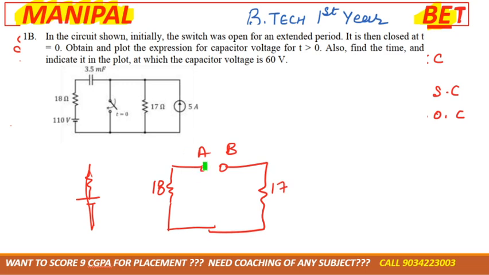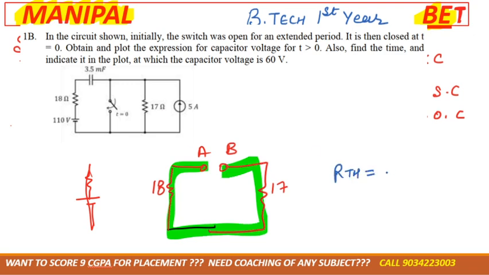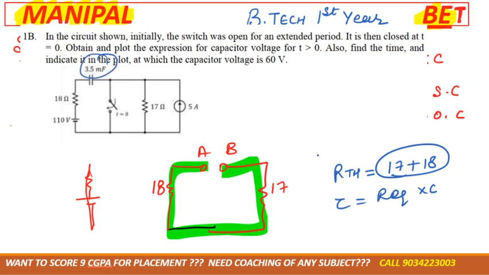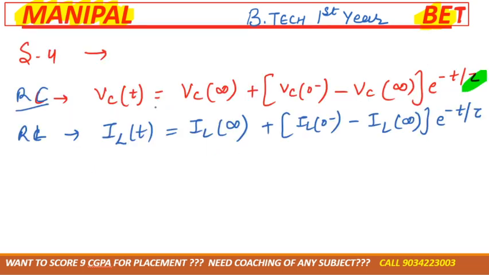Tell me, are the resistors connected in series or in parallel? Series. Plus 8. So what is R equivalent? The value they have given is 5 millifarad. Now simply substitute the values over here.